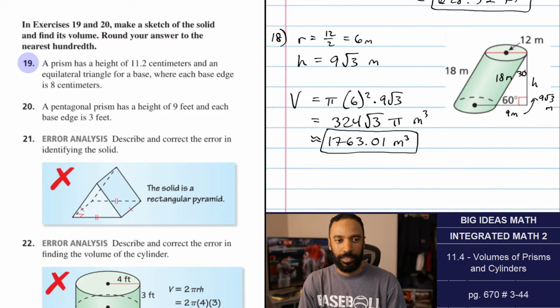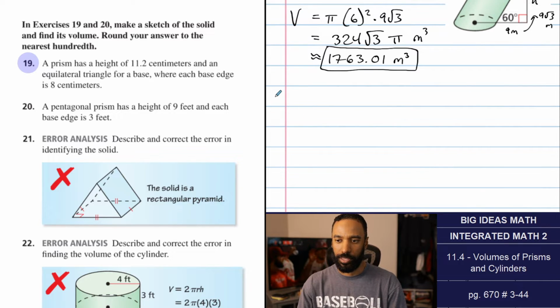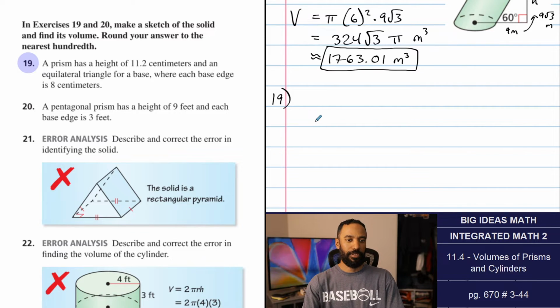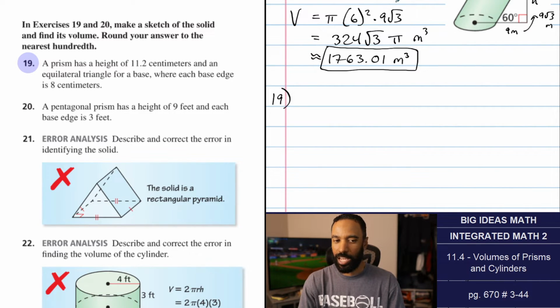Okay. 19 and 20, make a sketch of the solid and find its volume. Round your answer to the nearest hundredth. So number 19, we are going to sketch a prism that has a height of 11.2 centimeters, and an equilateral triangle for a base. Oh, I can do that part. Where each base edge is 8 centimeters.